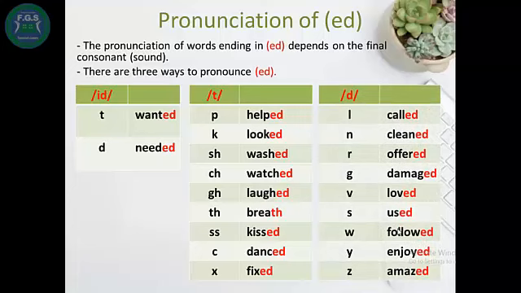We pronounce it like a d sound when the verb ends with l, n, r, j, v, s, w, y, z, like called, cleaned, offered, damaged, loved, used, followed, enjoyed, amazed.